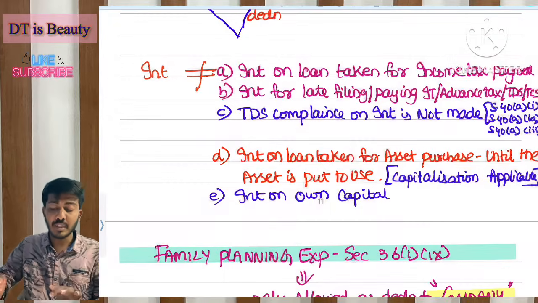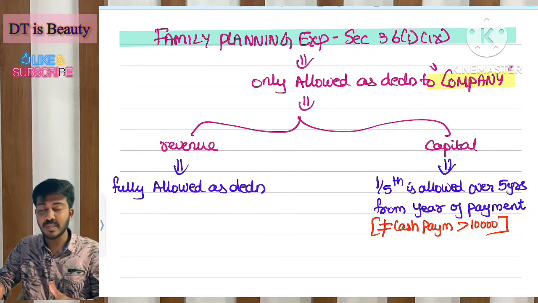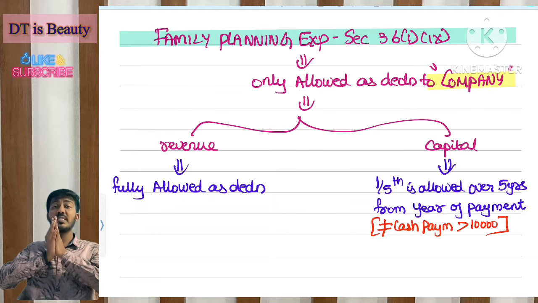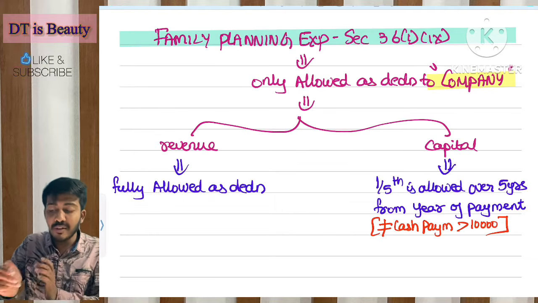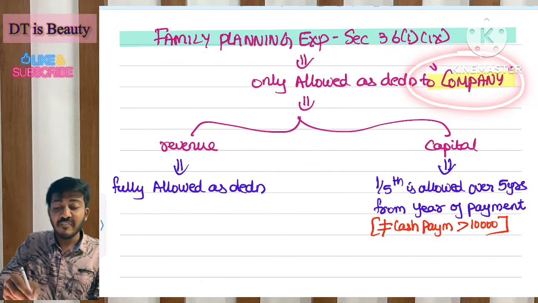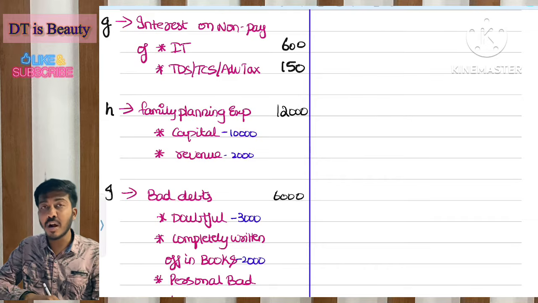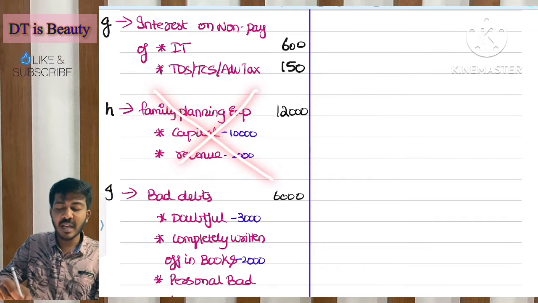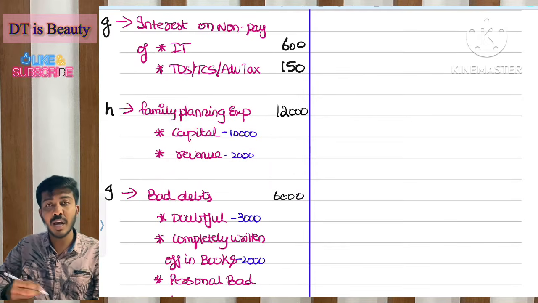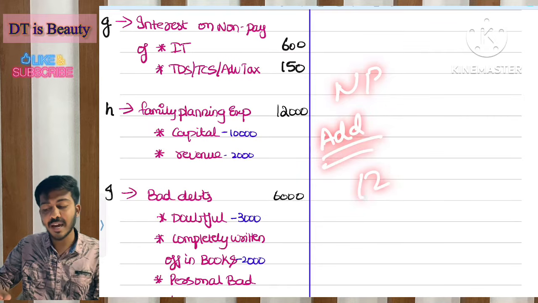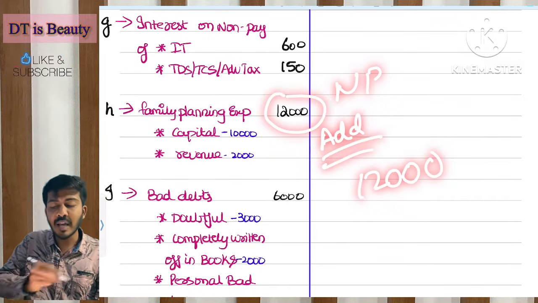Next, come to the next topic, which is family planning expenses. Family planning expenses is allowed only for company assessees, which means in our question, Suku is the manufacturer. Suku is not a company. Therefore, entire family planning expenses is not allowed as a deduction. To the net profit in the answer section, additions category, you should add back the entire 12,000.